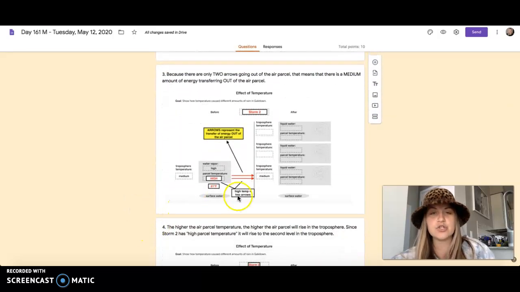Because there are 2 arrows going out of the air parcel, that means there is a medium amount of energy transferring out of the air parcel. So in this yellow box, it says arrows represent the transfer of energy out of the air parcel, right? And since it's a high temperature, we know there's just a medium amount of energy being transferred out, and we're representing that with 2 arrows.